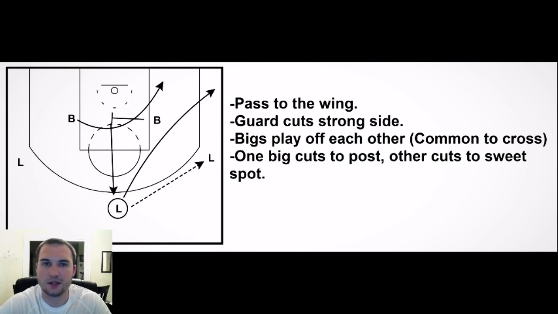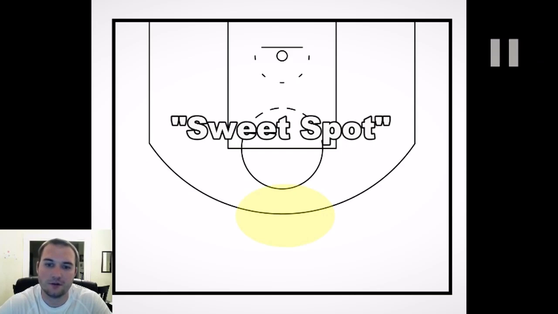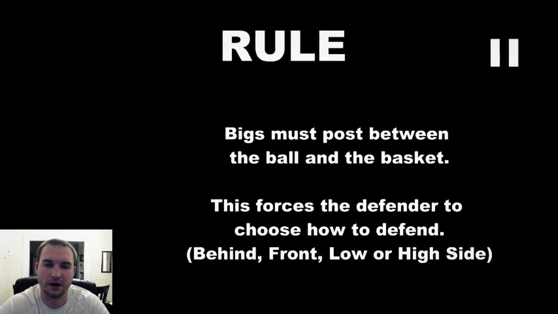Now, the sweet spot is Bill Self's terminology for the center of the floor, the guy with the ball at the top of the key. That's what he calls a sweet spot. So when you see sweet spot terminology, now you know what I'm talking about. The most important rule is that bigs must post between the ball and the basket. So on that line, they want to post, because that forces the defender to choose how they're going to defend them: behind, front, low, or high. The goal of this offense is to get the defender on the high side and keep them there.